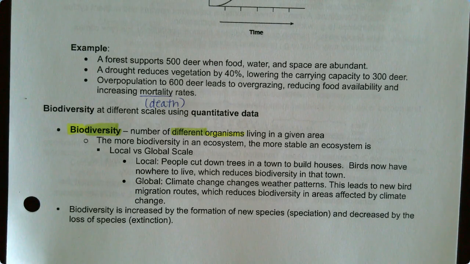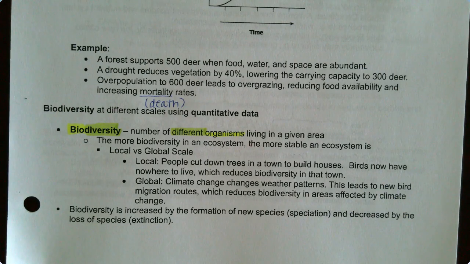When we're looking at biodiversity, we can also think about it like number of connections in a food web. The more connections there are, the more stable that ecosystem is going to be. Because if one organism dies off for whatever reason, the other organisms still have food available to them. So the more different organisms in an ecosystem, the more stable that ecosystem is.